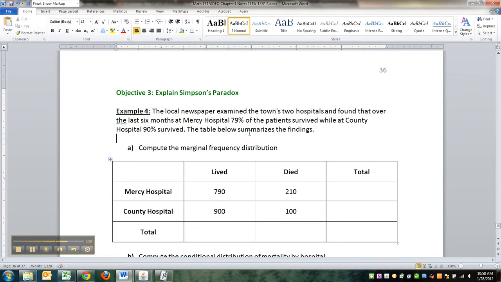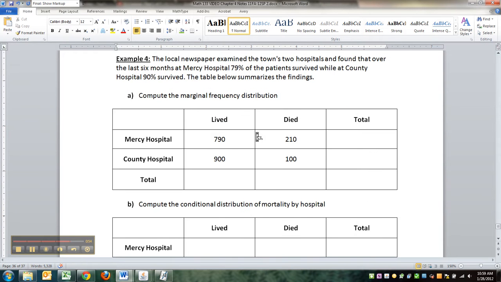All right, so let's start on Simpson's Paradox. We won't finish this. So the local newspaper examines the town's 2 hospitals and finds that over the last 6 months, at Mercy Hospital, 79% of the patients survived, while at County Hospital, 90% have survived. So here are the numbers right here, who's lived and who's died, etc.